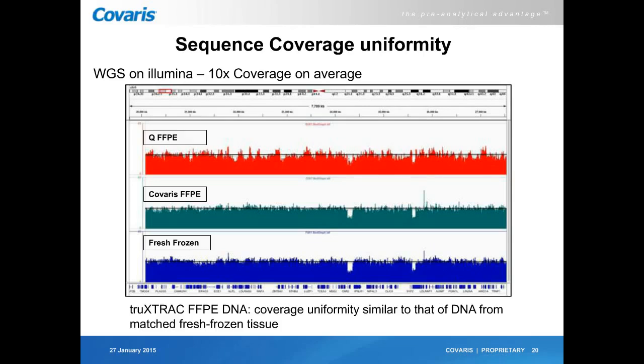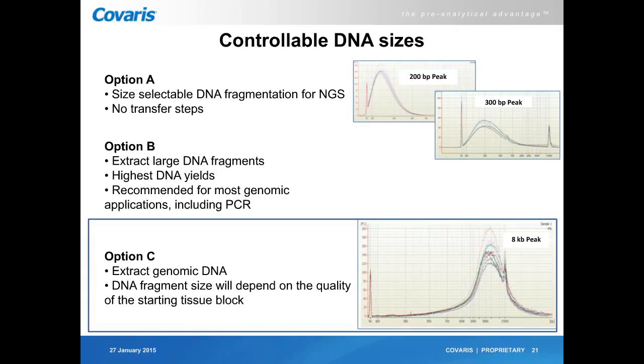So that really highlights how the quality of the DNA that you're extracting will impact, at the end, the quality of your sequencing data, and how usable the sequencing data will be. So another feature of the truXTRAC FFPE DNA kit is the ability to control the size of the DNA fragments. So by default, we don't fragment the DNA at all during the extraction process. And so the extracted DNA will be as large as possible, and it will really depend on how it has been embedded and how it has been stored.